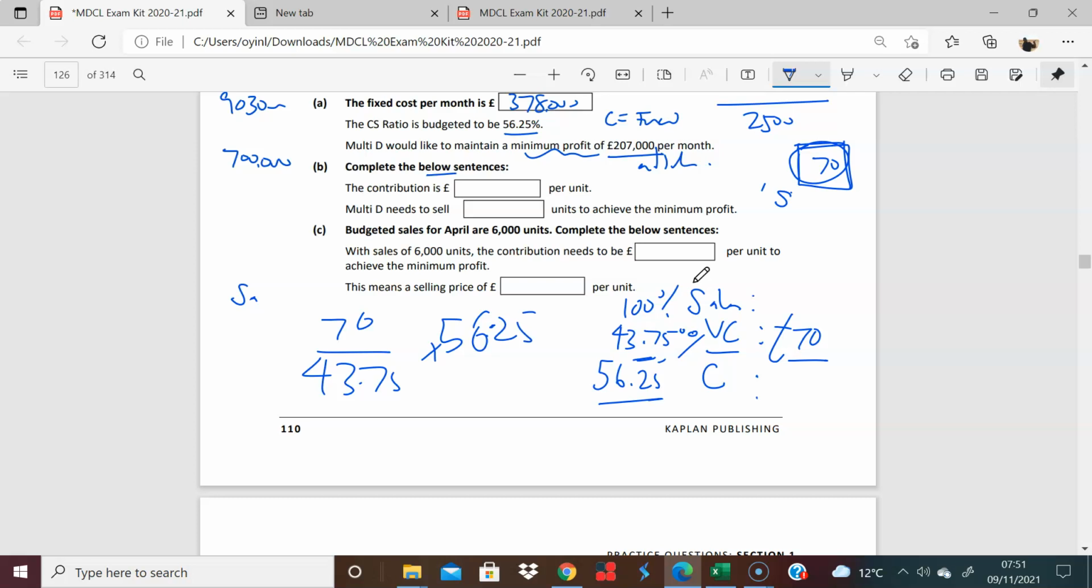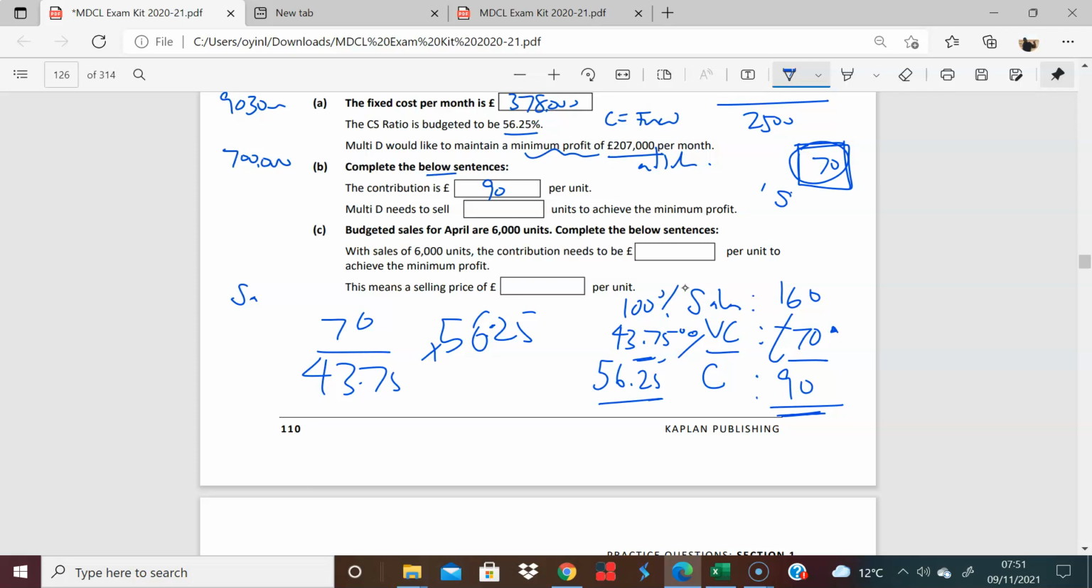So I have here 70 divided by 43.75 times 56.25, and that means that my contribution is 90. Yes, my contribution is 90. That was just playing around with that, and this means that my revenue is 160. So you can do it either way. You could find 100% first, and then find 56.25% of that, and you get exactly the same thing. But this was the trick, wasn't it? Identifying the variable cost there.